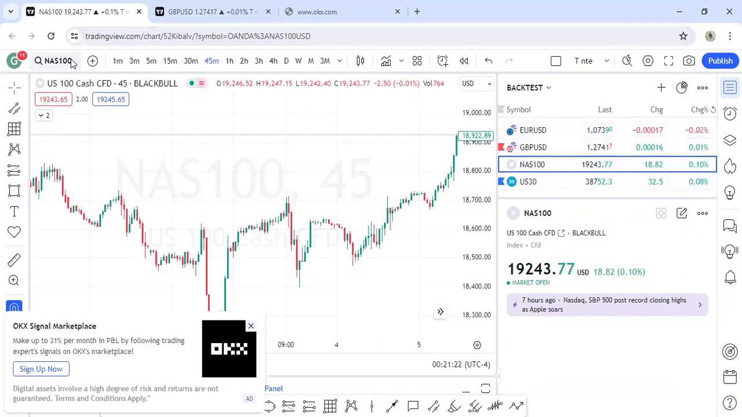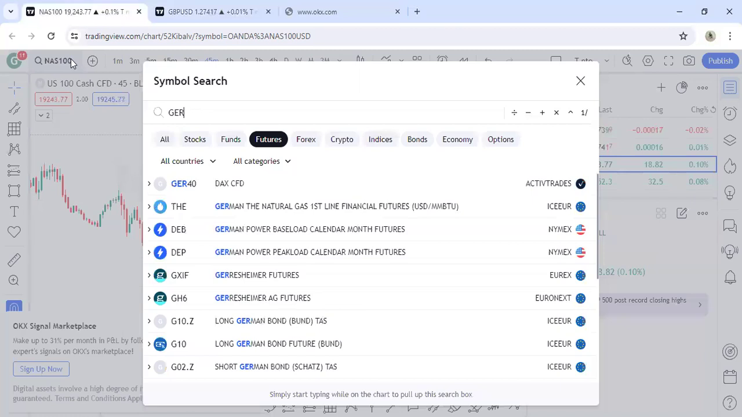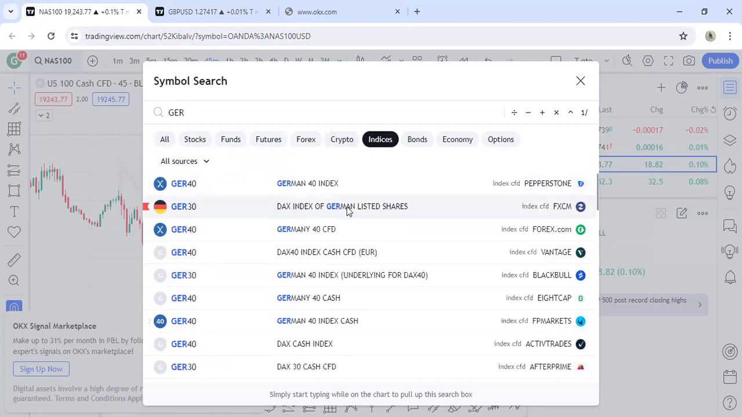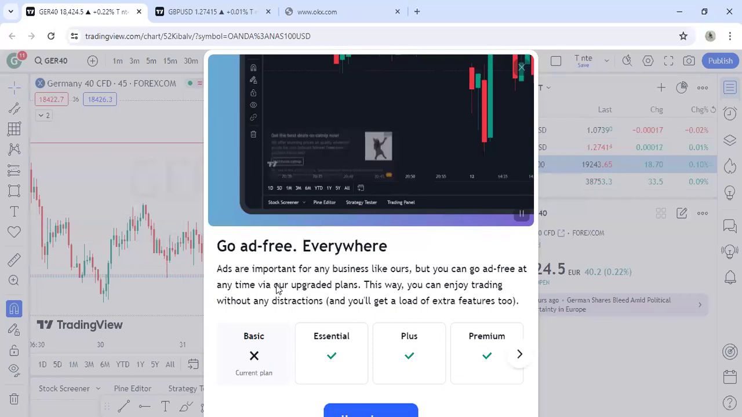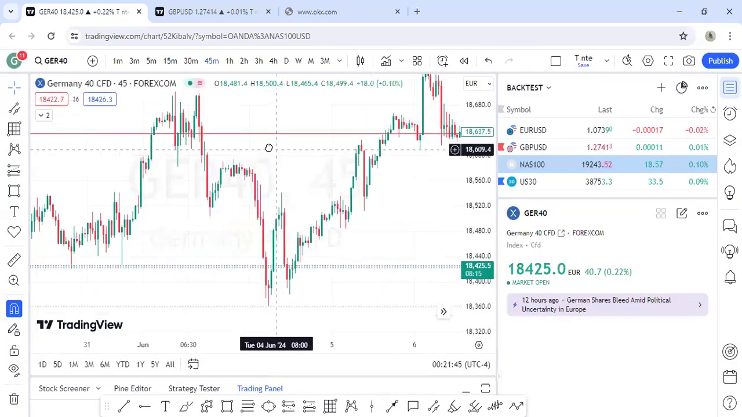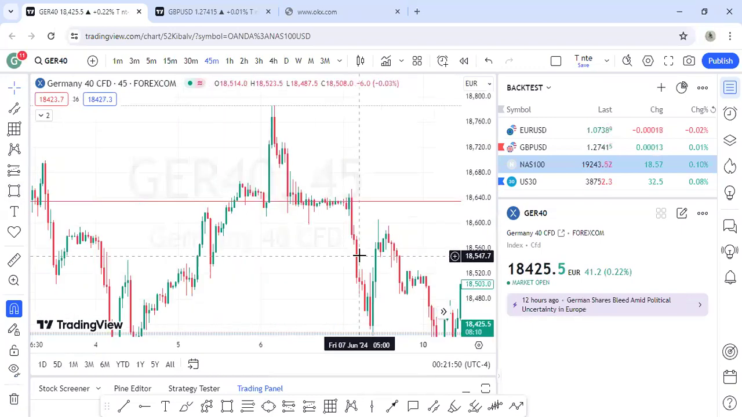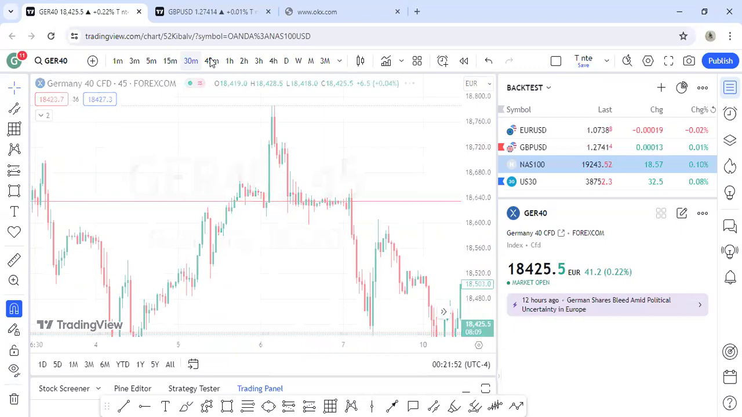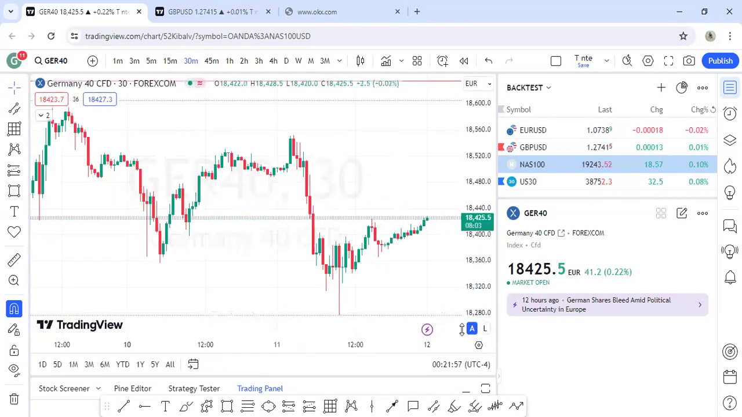Right. Let me just look for one random pair. Let's look at J30, or let's also use German 40. This is one of the other markets, indices. Okay, so let's look at German 40 and see if something is there. Let's go to the 30-minute chart. I want the lower time frame stuff. I don't have to talk too much.